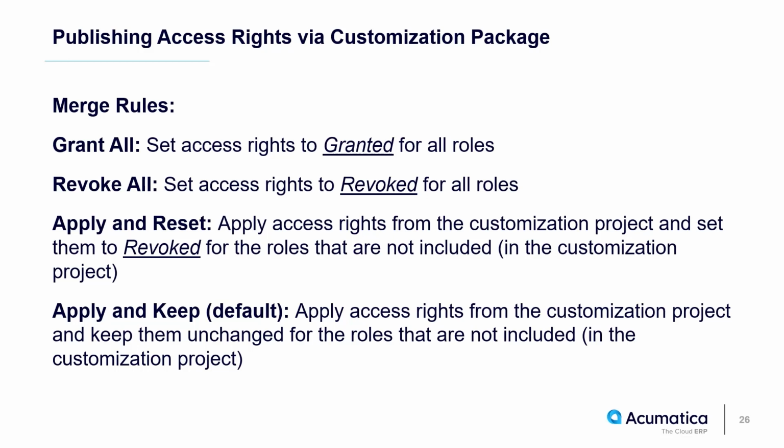Then we have apply and reset, which means that when a customization package is published, it will set revoked access rights for all the roles that are not specifically included in the customization package. And for the ones that are explicitly included in the customization package, it will set whatever is included in the package. And apply and keep, which is the default option, will apply the access rights that are explicitly set from the customization package, and it will keep everything else unchanged for the roles that are not included in the customization package.